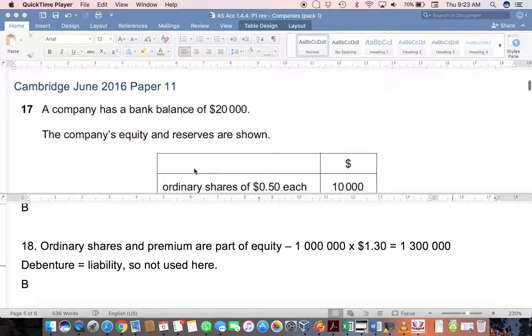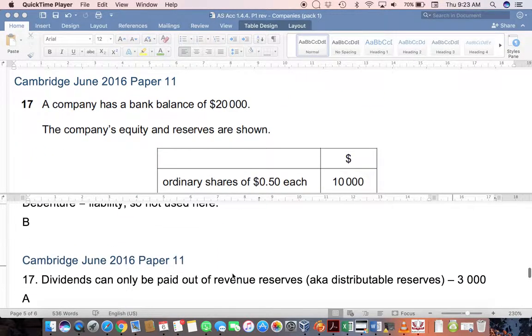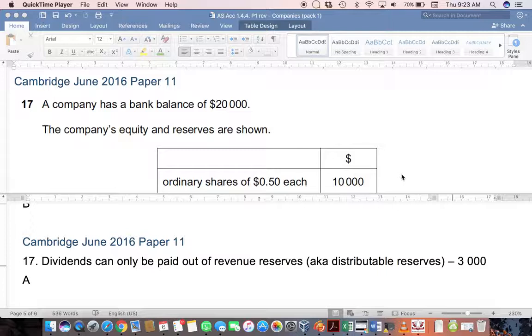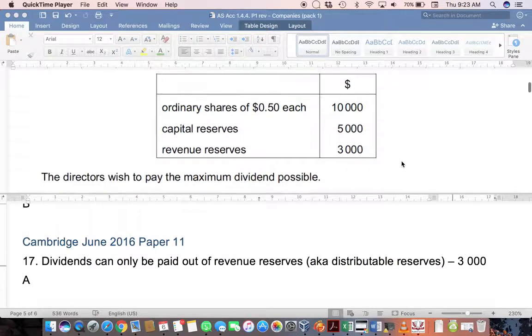Looking at Cambridge, June 2016, paper 1-1, a company has a bank balance of $20,000. The company's equity and reserves are shown. So here you can see they've given you some figures. Ordinary shares at 50 cents each, worth $10,000. So you could actually work out then that, in fact, you've got 20,000 shares simply by comparing this dollar value to the price of each share. Capital reserves means your things like your share premium, etc., $5,000. And then your revenue reserves will be your retained earnings and so on, $3,000.